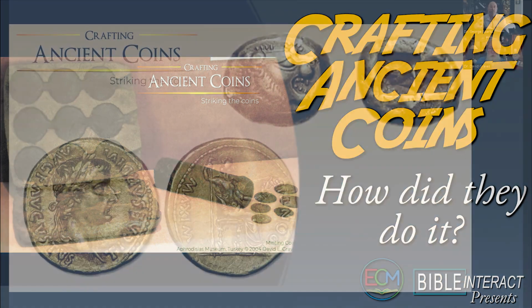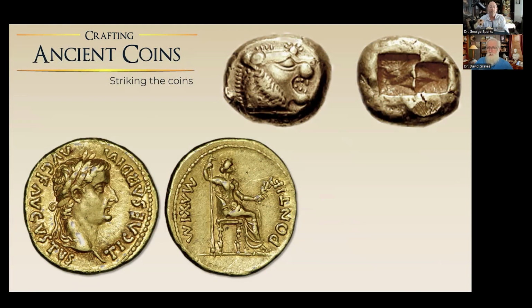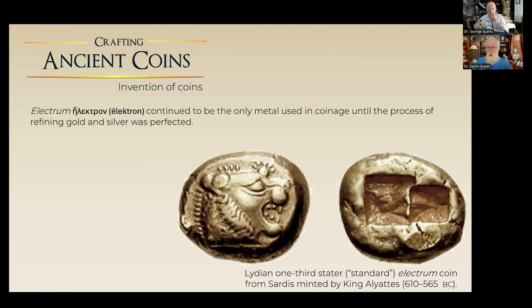So today we're going to be talking about crafting ancient coins. We would call this striking the coins. That'll become apparent in a moment. So, the invention of coins. The first coins were called electrum, from the Greek word electron. This is basically a blend of gold and silver, before the process was perfected to separate the gold and the silver. They started to use this in the Lydian province, particularly in the city of Sardis.